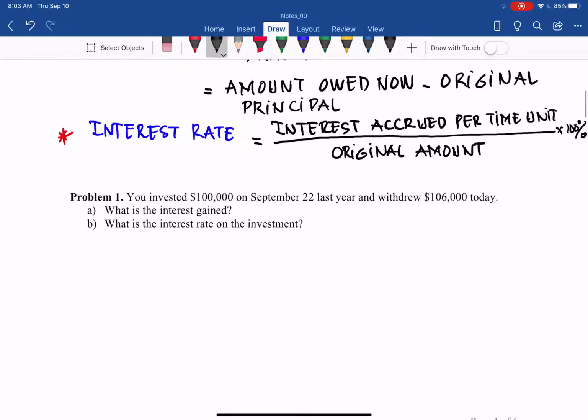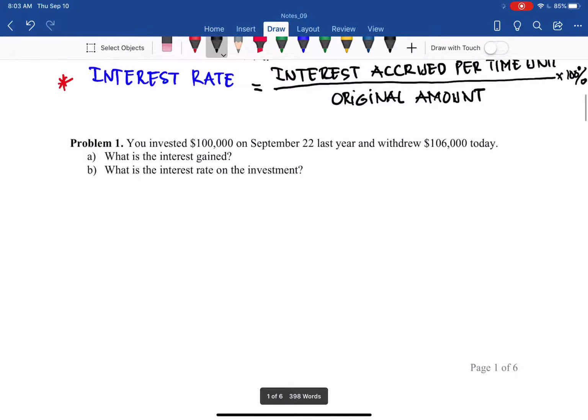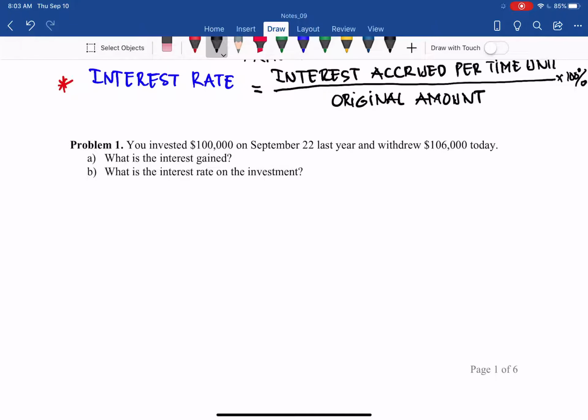So let's show that in problem 1 to realize this concept. Problem 1, you invest $100,000 on September 22nd last year, and withdraw 106,000 today. What is the interest gain and what is the interest rate on the investment?